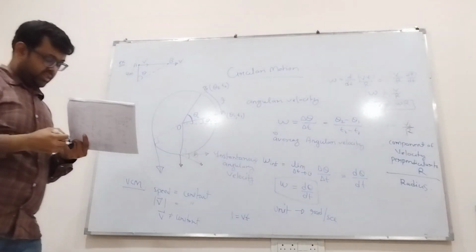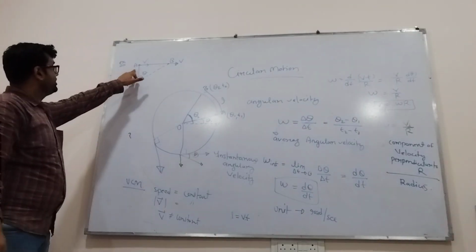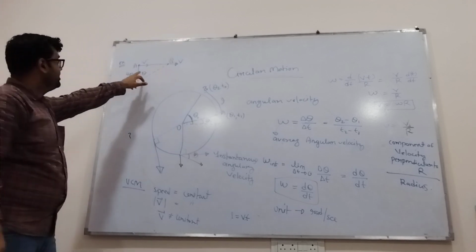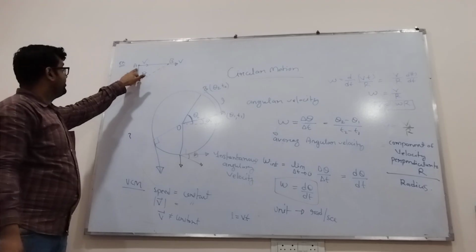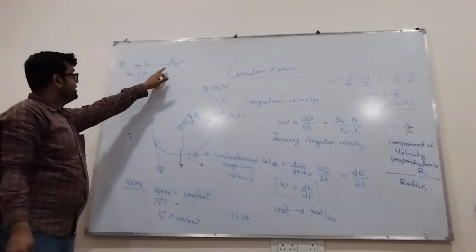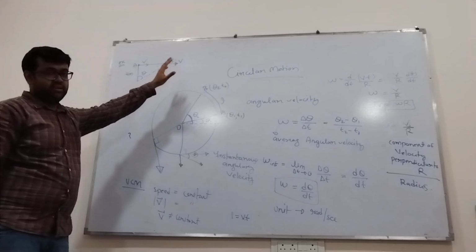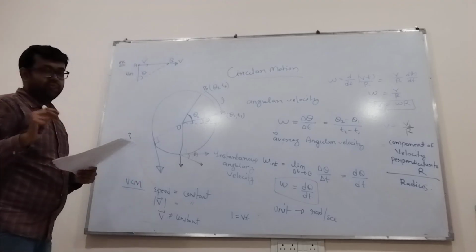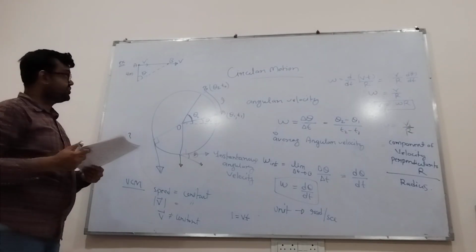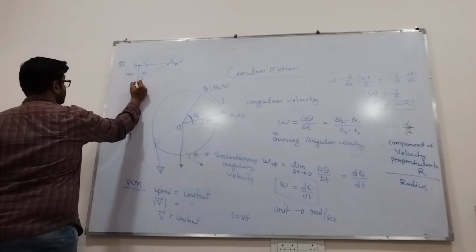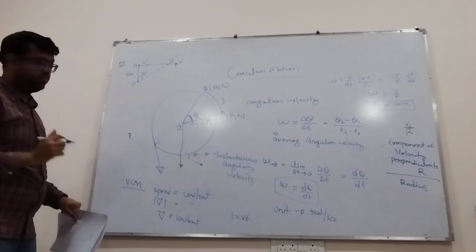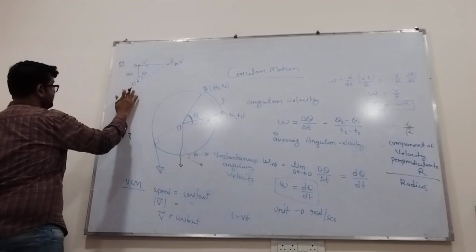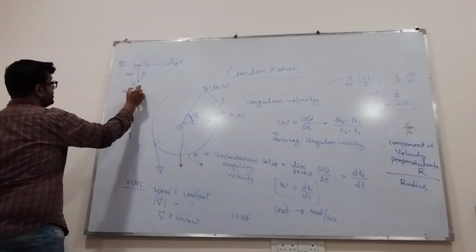So now suppose your object is at A, it is moving in this direction toward B. Here the velocity of the object was V. Here also the velocity of the object is V. Means the object is moving with a uniform velocity. You have to find out the omega, that is the angular velocity, with respect to the point O. We have to find omega with respect to O.